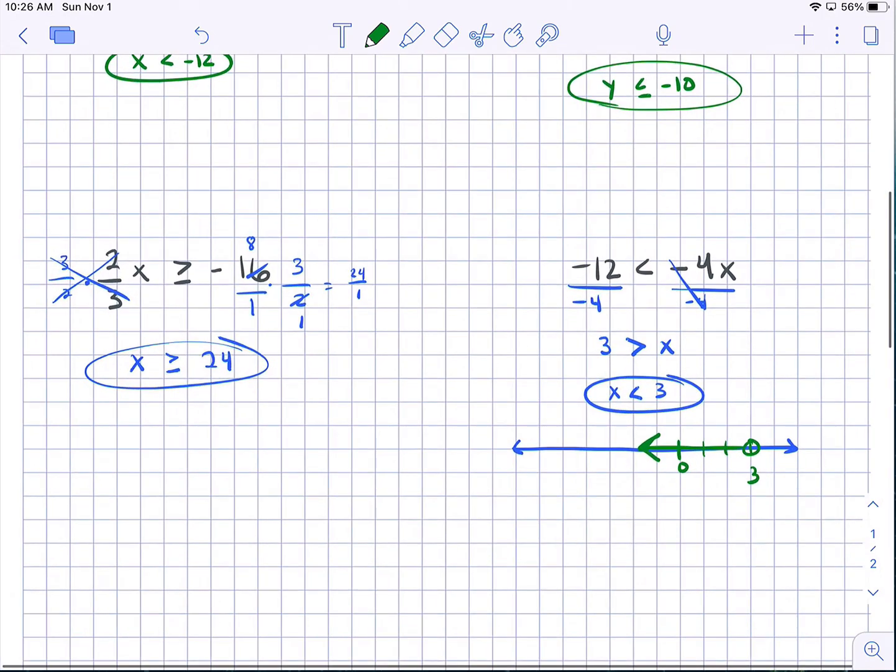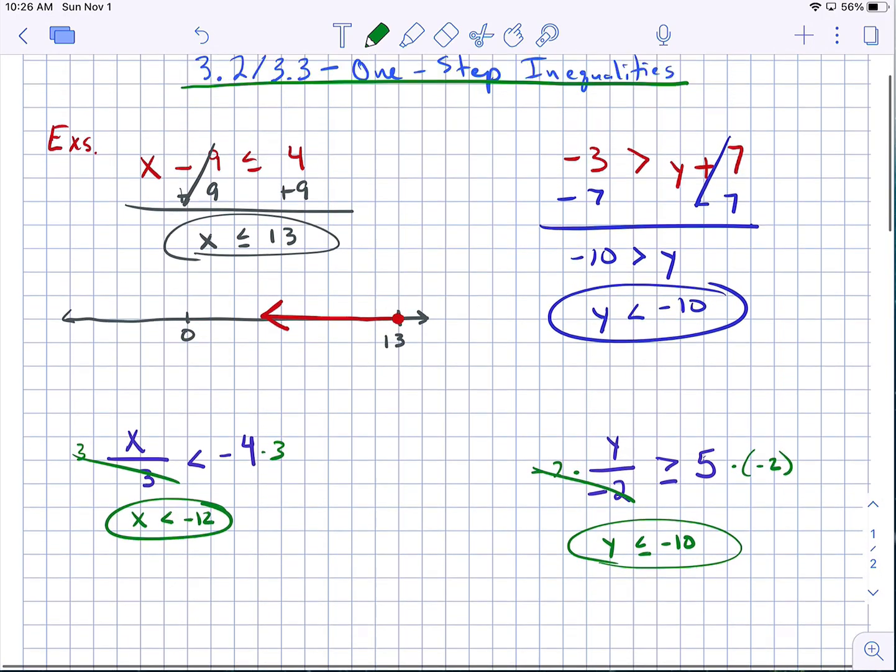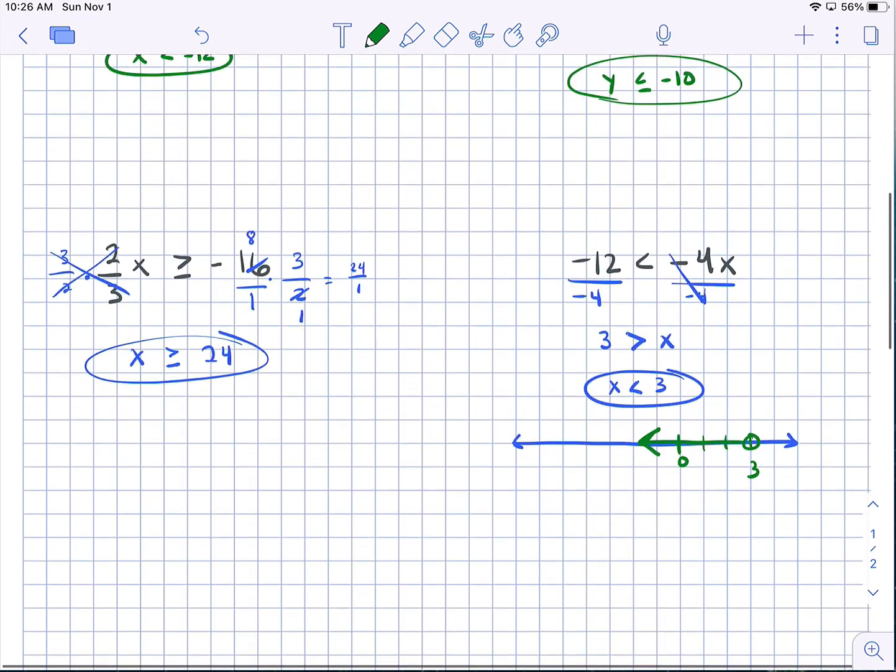All right, that's really it for this section. It's just these one-step inequalities. So it's going to be solving just like you always have solved. It's just the one thing again, one more time. If you multiply or divide both sides by a negative number, you have to flip the inequality symbol. If you remember that rule, this assignment's going to go really well for you.